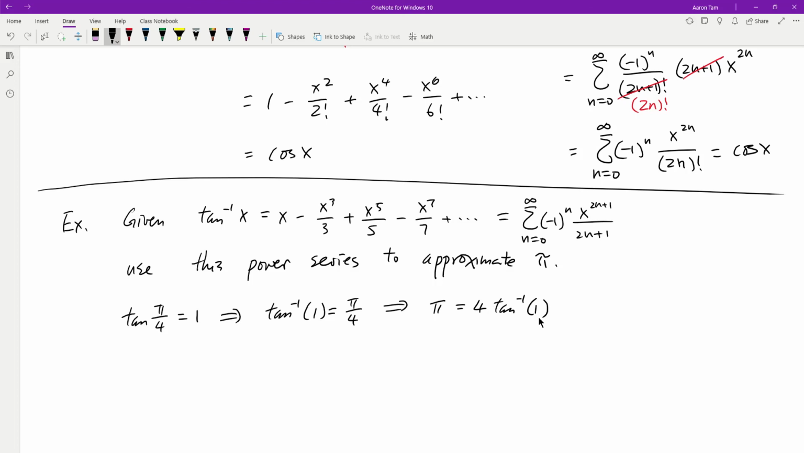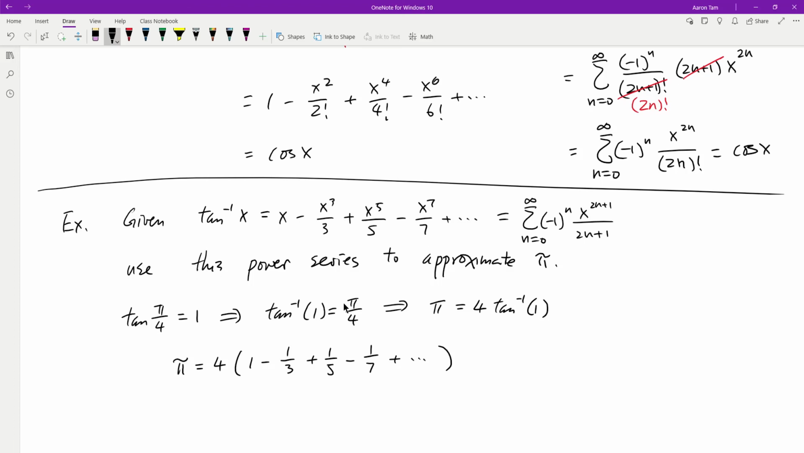So now comes the big question. What is tangent inverse of 1? Well, I don't know exactly what that is, but I do have a power series that will allow me to figure it out. So this implies that pi should equal 4 multiplied by (1 minus 1 over 3 plus 1 over 5 minus 1 over 7 plus dot dot dot). Notice I simply take the power series of tangent inverse of x and plug in 1 in place of x.